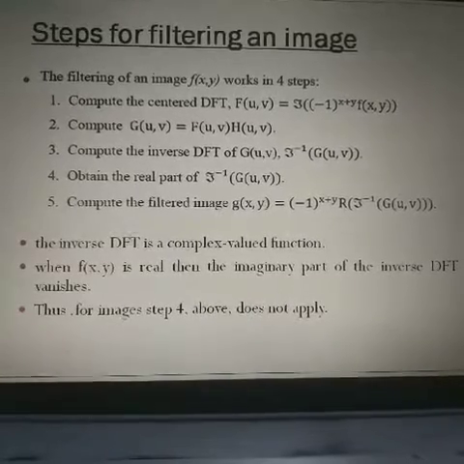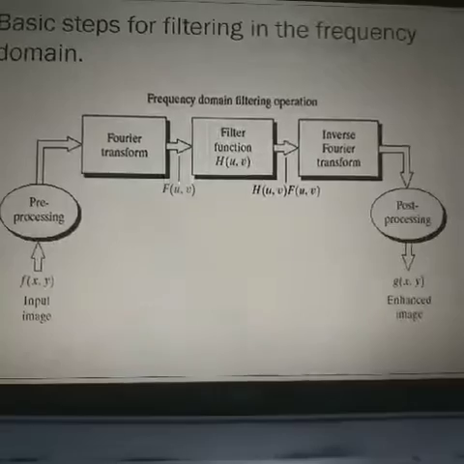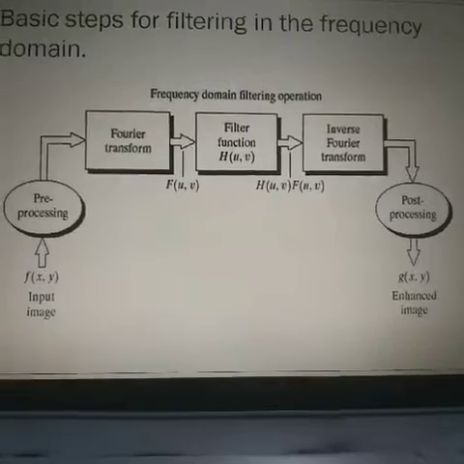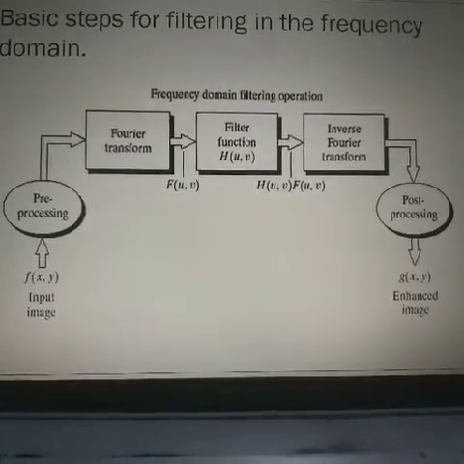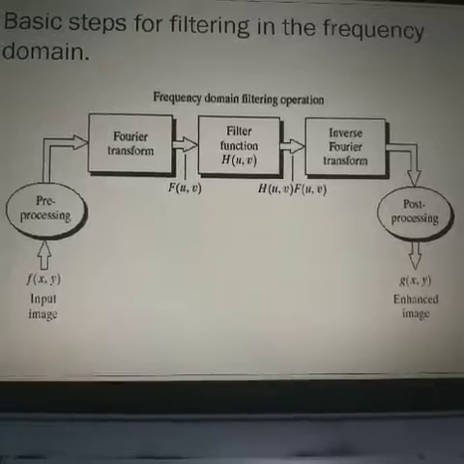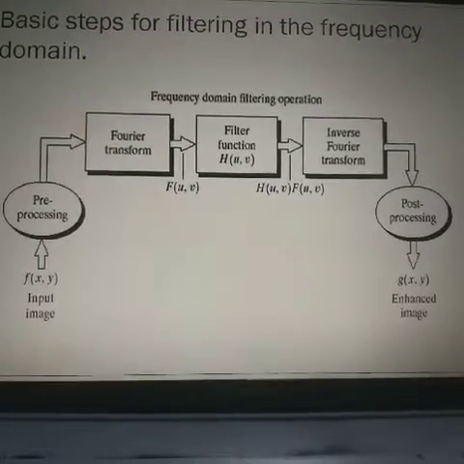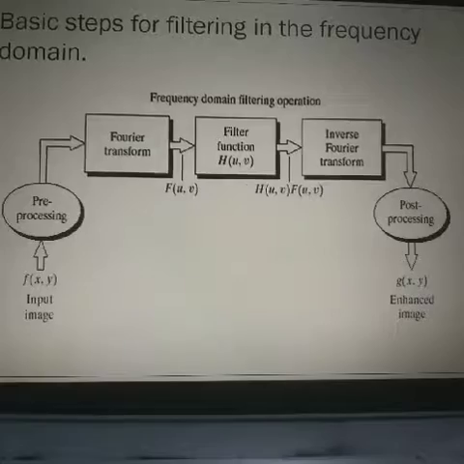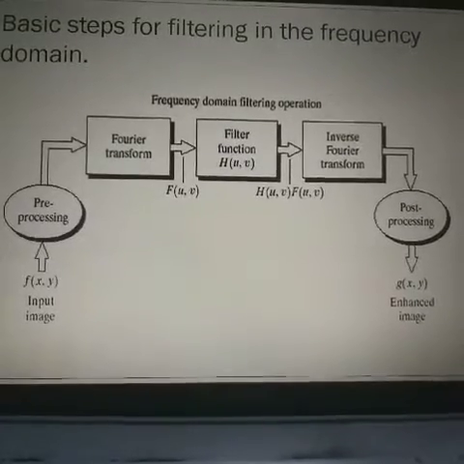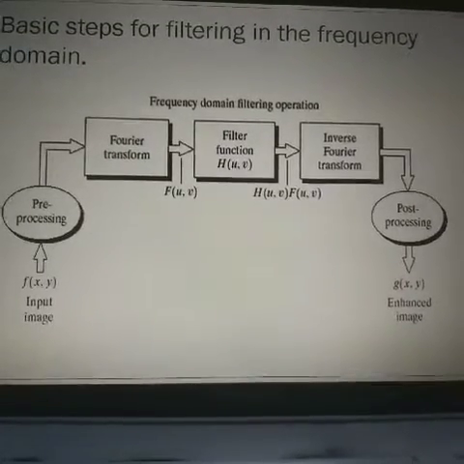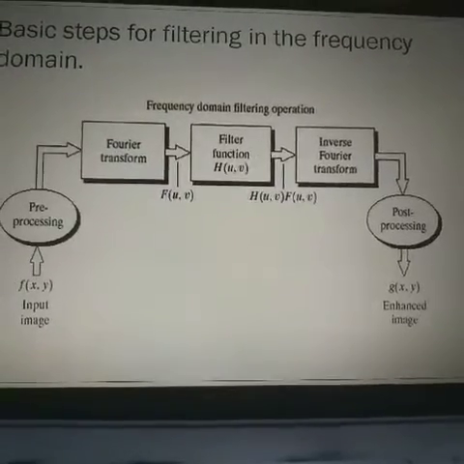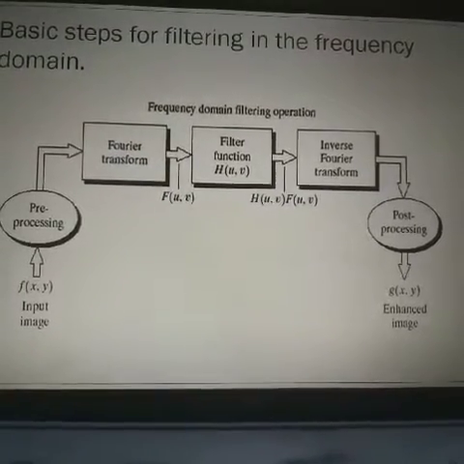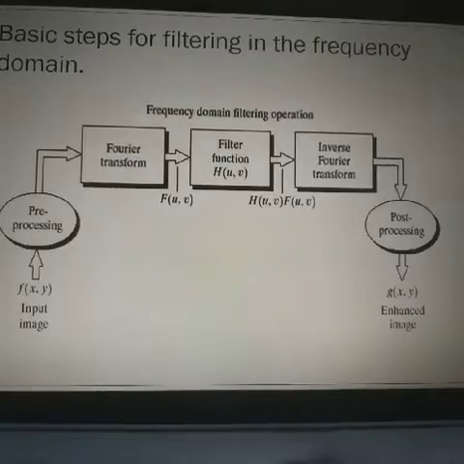So in the previous lecture we discussed some of the basic steps for filtering in the frequency domain. That is the preprocessing step which may capture the image, that is f(x, y), then the Fourier transformation, either one dimension or the two dimensional Fourier transformation, is to be applied to get the desired output, and the filter function is to be applied, and we can also take the inverse of the Fourier transformation.